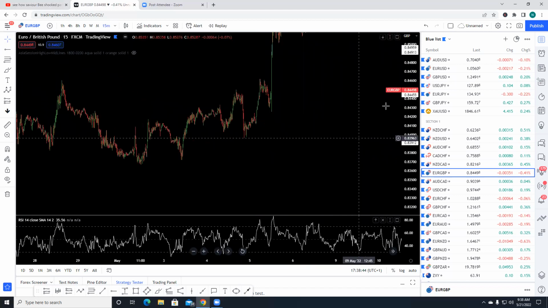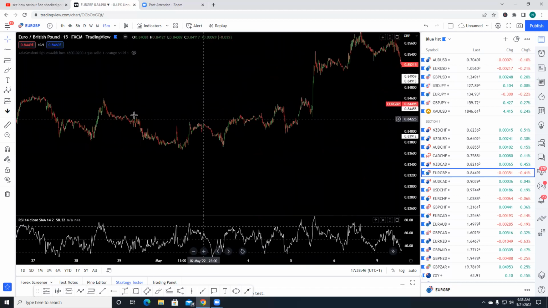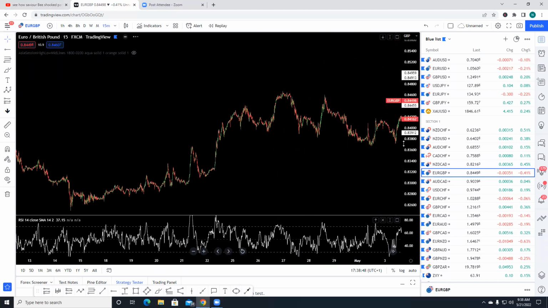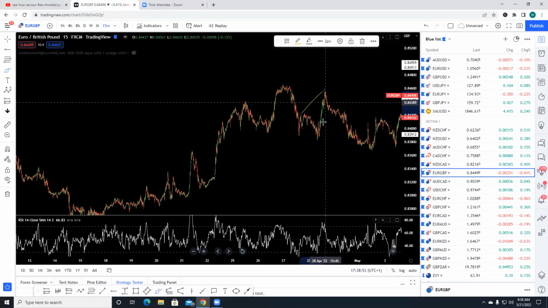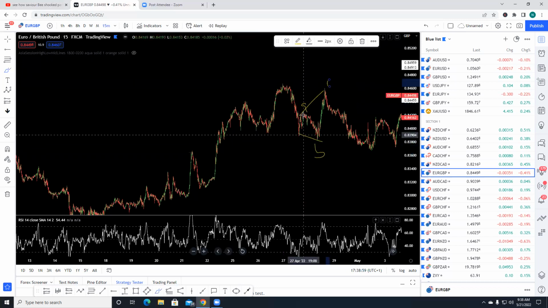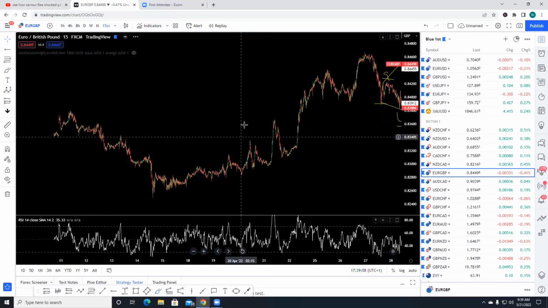Before we go, we can identify all the different types of flat real quick. Can you see this is an expanding flat? You can see A, B, C. Look at B here, it breaks the level of A, and C breaks the level of this. This is an expanding flat.